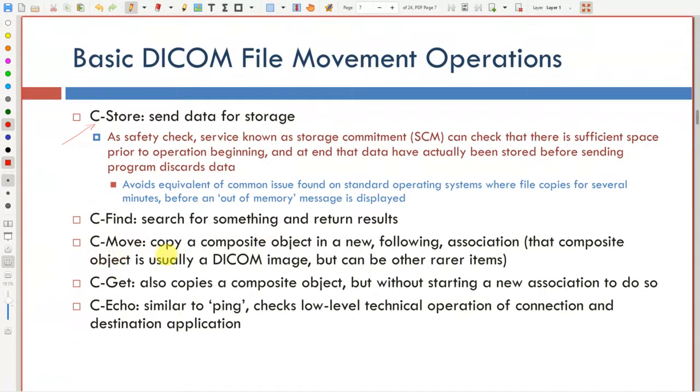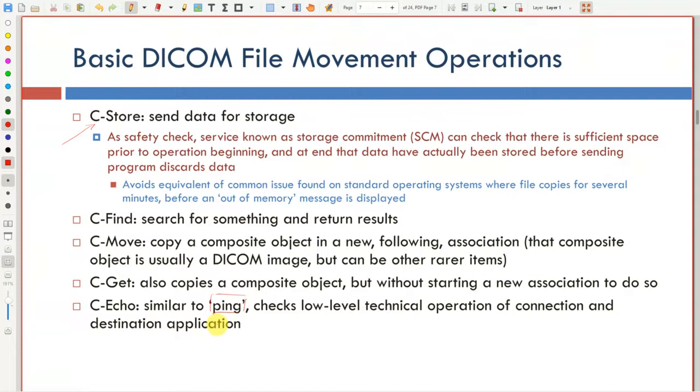If you have CMove, it's very common to use very clear names for these commands. Move, you're moving something from one place to another. Get, you're getting a copy of something from the database to your system. C echo is very much like ping that we saw in the networking part.